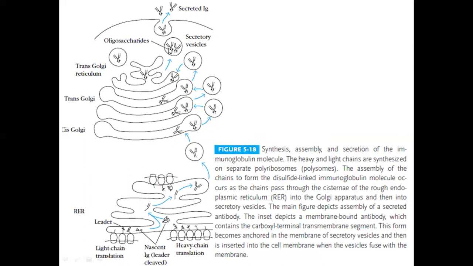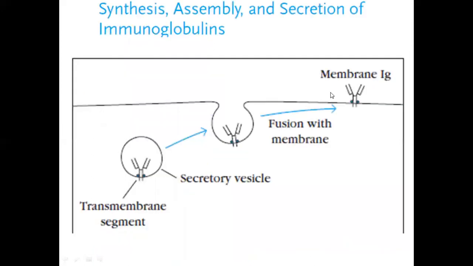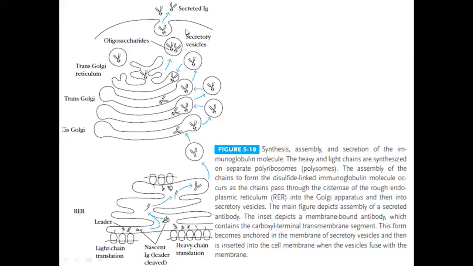Along with the oligosaccharides, they undergo exocytosis. Okay, secreted immunoglobulins are formed. So this is the membrane-bound immunoglobulins and the secreted immunoglobulins formation.